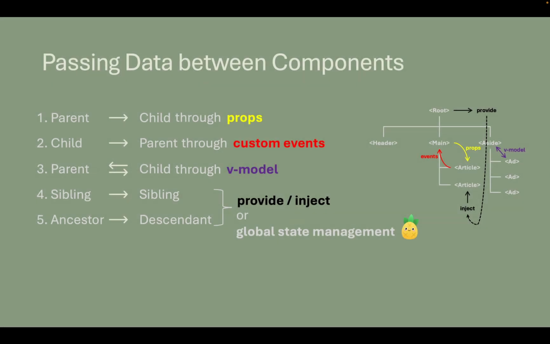All right, this concludes the topic of data passing between components. We'll discuss passing data between components using global state management, Pinia, in a later video. In the next video, let's talk about Vue slots. It also enables us to pass data from parent to child component, but in a different format. See you there.